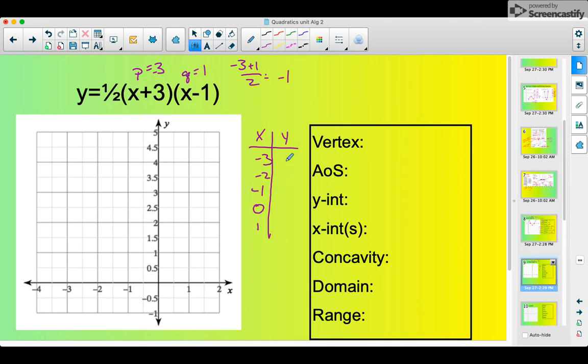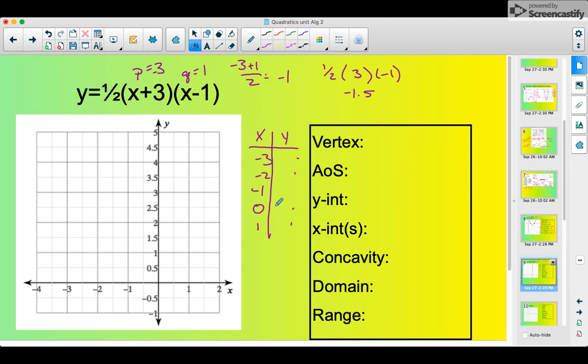Now, I need to plug those in again. -3 and 1 should have the same y value. -2 and 0 should have the same y value. So I'm just going to be plugging in the 0 and the 1 because if I can help it, I choose not to deal with negative numbers. So 1/2, 0 plus 3 would be 3. 0 minus 1 would be -1. So I get 3 times -1, which is -3, times 1/2 is -1.5.